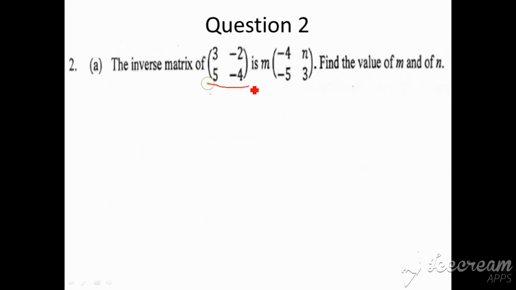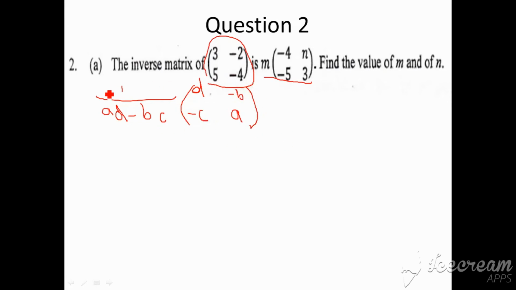The inverse matrix of this is given as this one. So do you still remember the formula for the inverse matrix? It is 1 over AD minus BC. D interchanges with A, so D, A, and then put negative on both B and C. So this is the formula. By using this formula, we can find the inverse matrix.